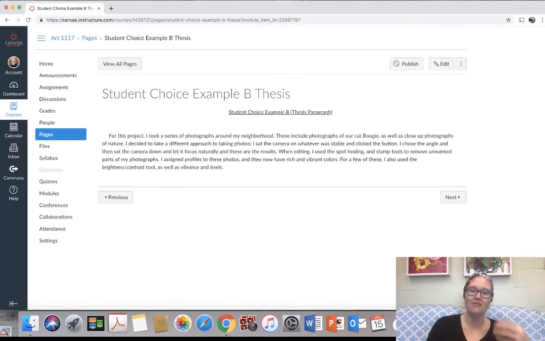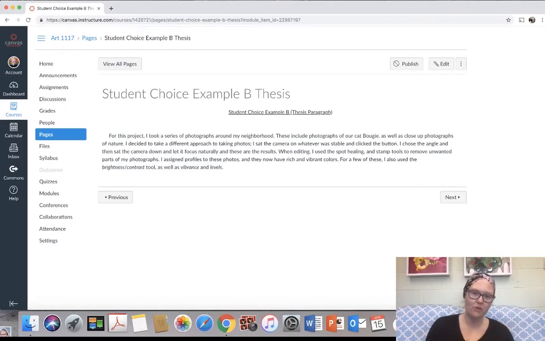At least give me 5 sentences. Again, I like the detail, but this person was also specific just overall about their project. It says, I decided to take a different approach to taking photos. I sat the camera on whatever was stable and clicked the button.